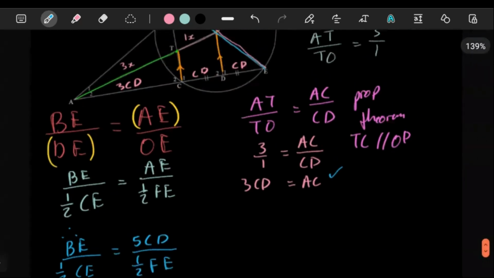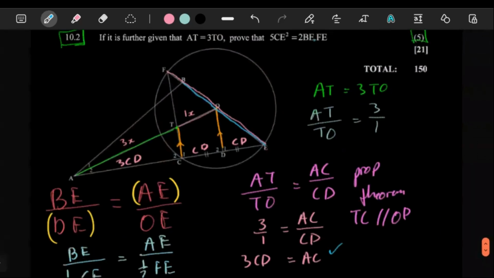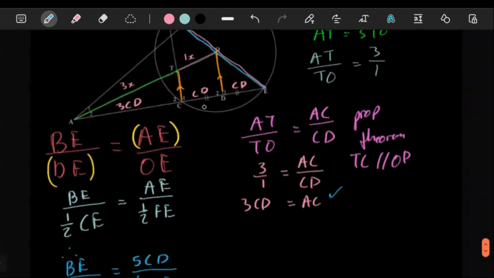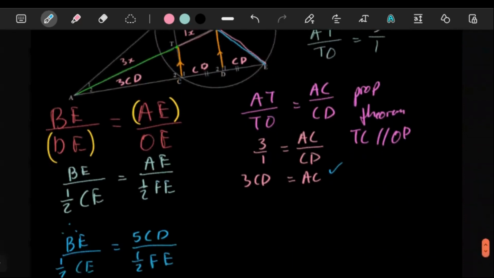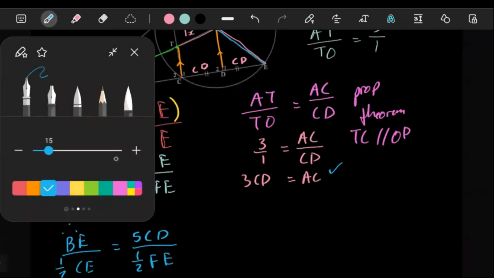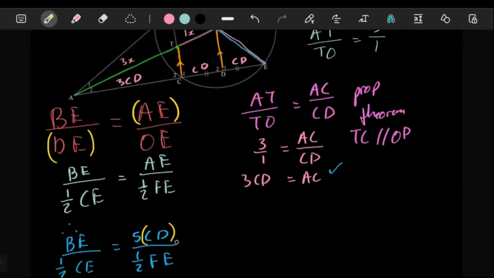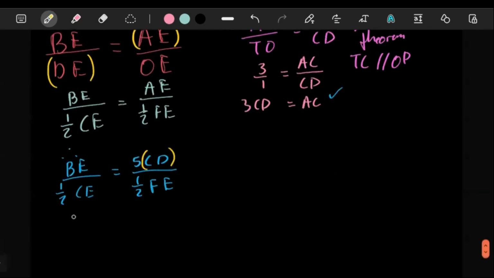Now, remember, we don't have a CD here, but then we have CE. CE, we know it's double what you call CD, right? Yeah. So where we see CD here, we can just write, wait, CD is half of EC. Yeah. So let's just do that.